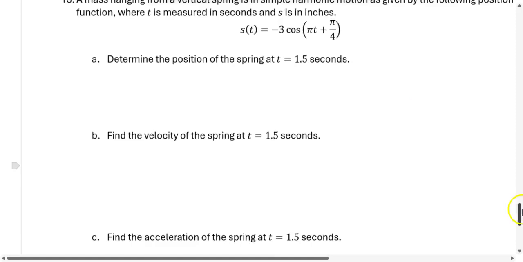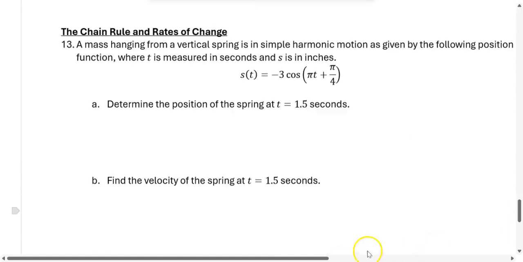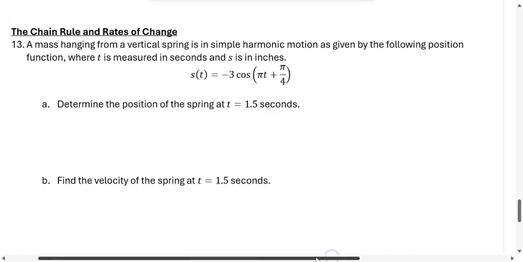Last problem is having to do with displacement and so on. It says a mass hanging from a vertical spring is in simple harmonic motion, kind of moving up and down probably, as given by the following position function, where t is measured in seconds and s is in inches. All right, so remember those units. T is in seconds, s is in inches. Find the position at t equals 1.5.